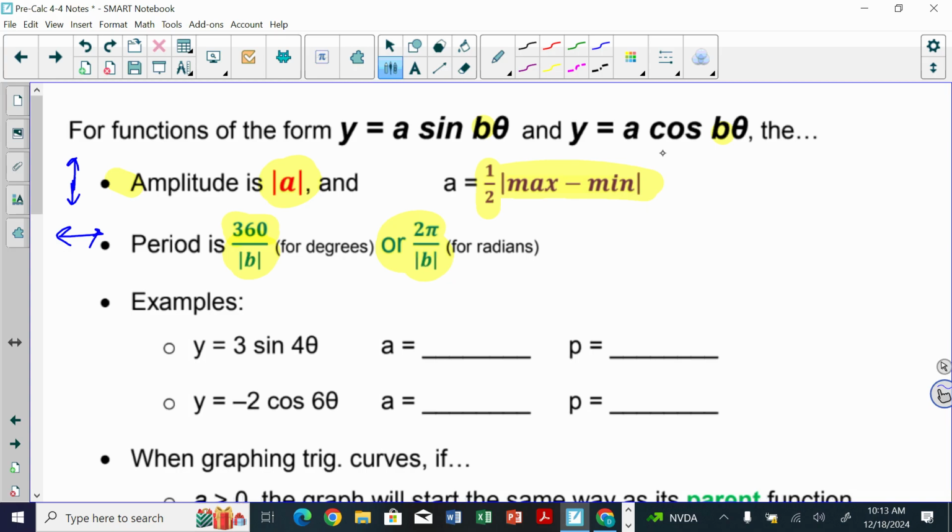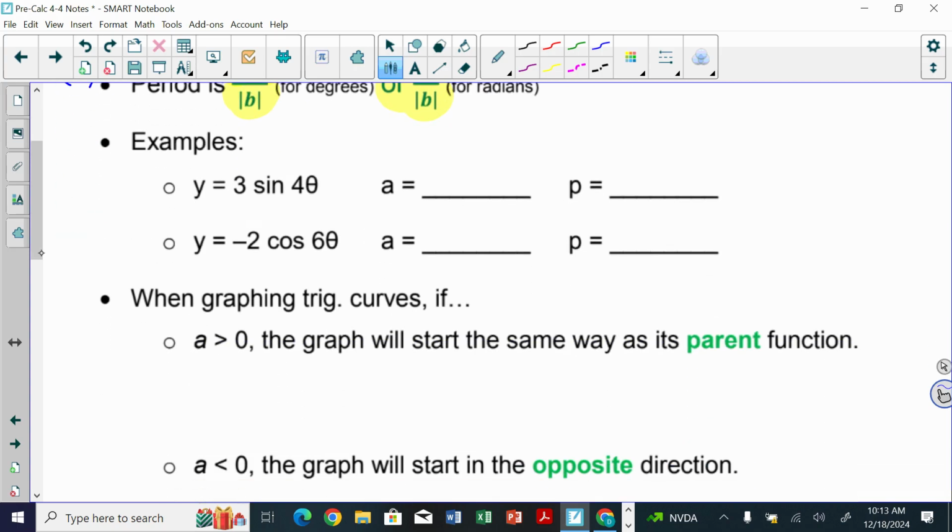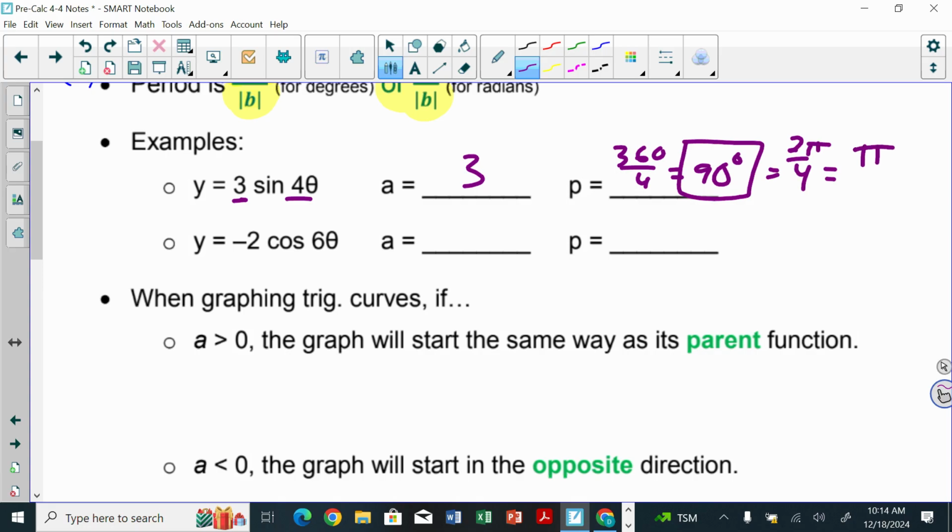All right, so for example, if we have 3 sine of 4 theta, then we can easily say that our amplitude is 3, because it's the absolute value of this, and our period would be 360 divided by 4, which would be 90 degrees. So our normal curve was 360 degrees, so this is going to condense it by a factor of 4. Or we could say, 2 pi divided by 4 is pi over 2, which of course is 90 degrees as well, okay?